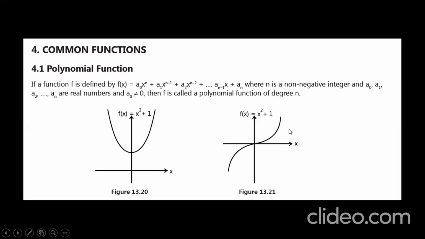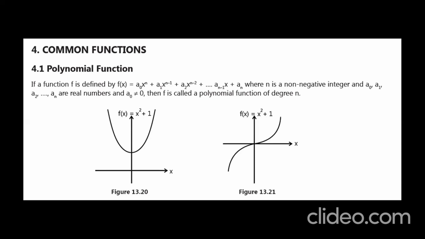Let us observe the first function, that is the polynomial function. A function f is said to be a polynomial function if it is defined by f of x is equal to a naught x power n, and so on. N is a non-negative integer, and a naught, a1, and so on are real numbers. A naught should not be 0. You know that. Then f is called a polynomial function of degree n in variable x.